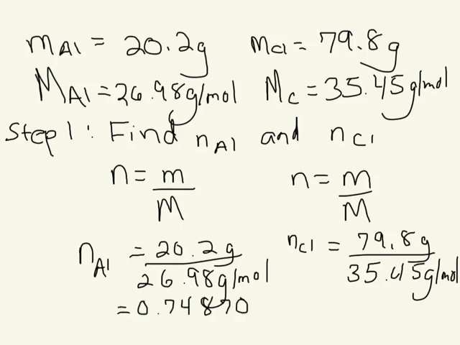So the moles for aluminum is 0.74870. Grams cancel out, and our answer is in moles. Now we're going to need 3 significant digits in our final answer, so we're tagging on 2 extra digits until we get to the end. Now find the moles of chlorine. Okay, so I got 2.2511 moles for the moles of chlorine, and again grams cancel out, leaving our answer in moles.